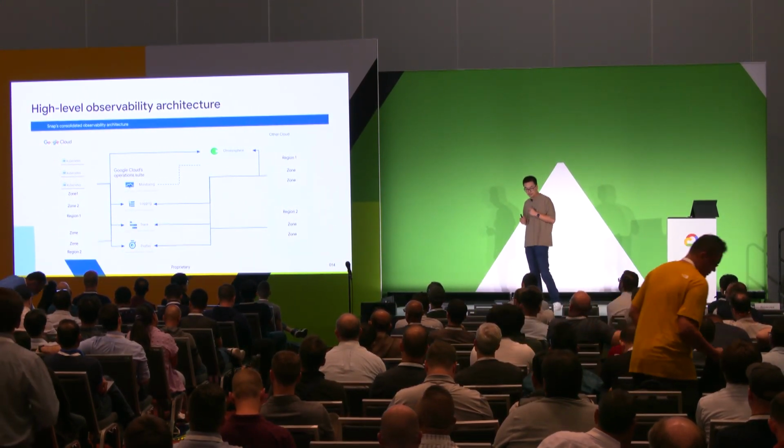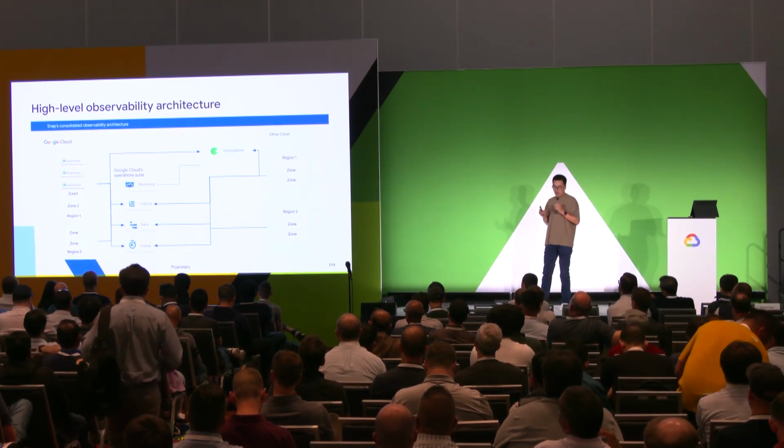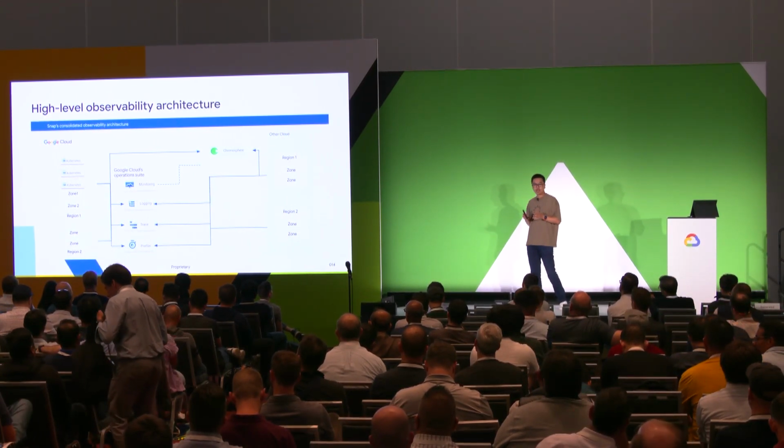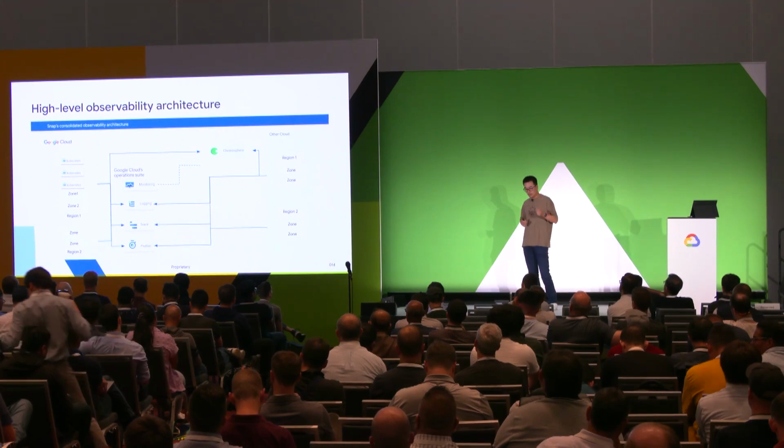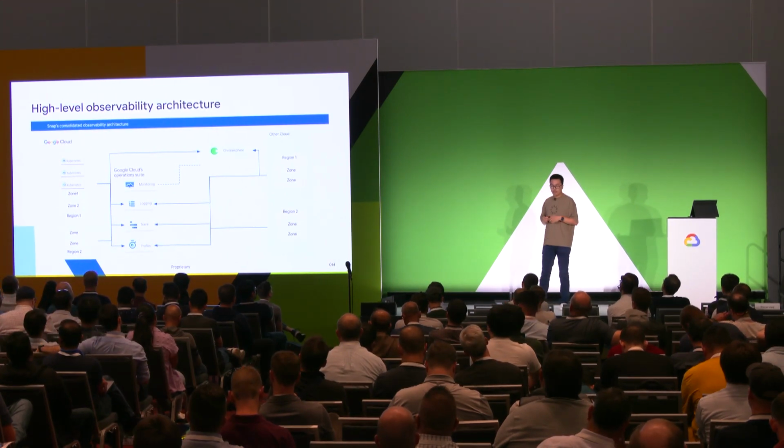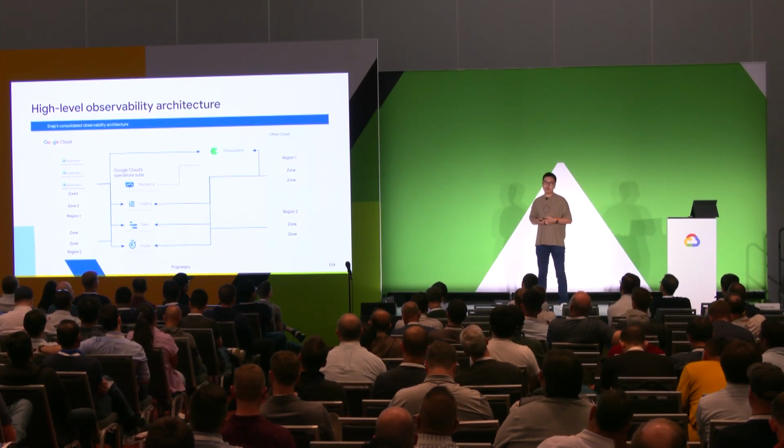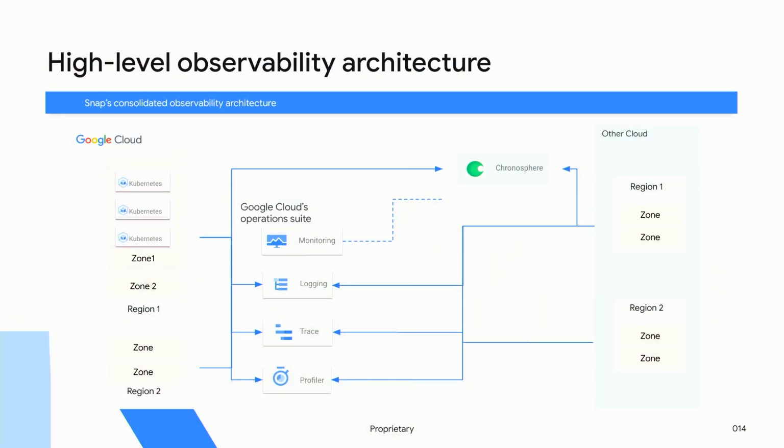Number four, last one. All the tools we choose here can work at Snap scale. Just to give you some data to get a sense: for metrics, we ingest billions of data points per minute. For logs, we ingest more than 1.5 petabytes of data each week.